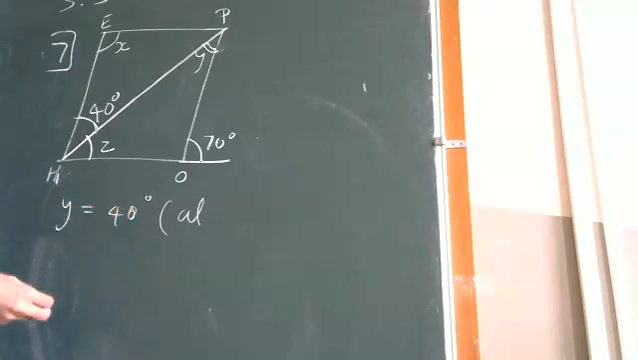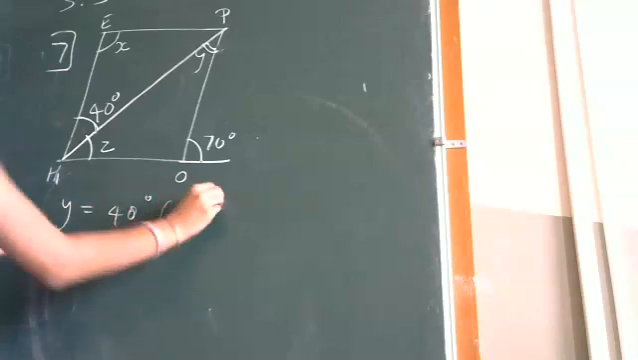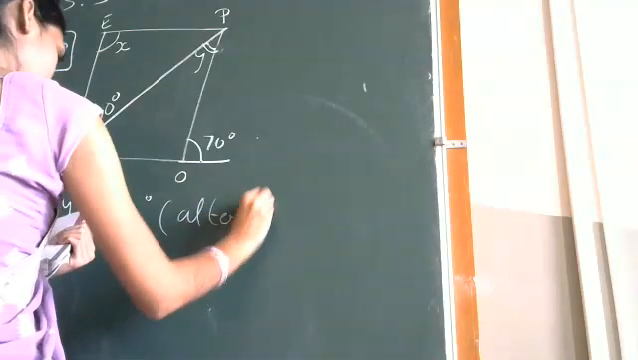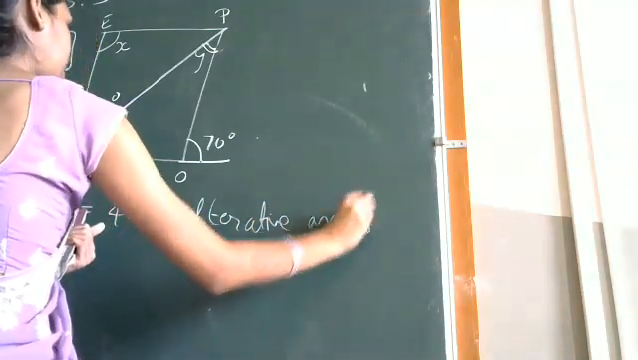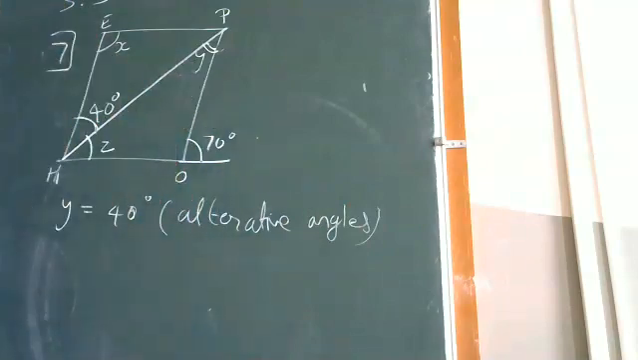Okay. So what is the reason why it is equal to 40? It is because of alternate angles. Okay. So we found out Y. Now next, what do we need to find out? We have to find out one more angle. So how will we find out?